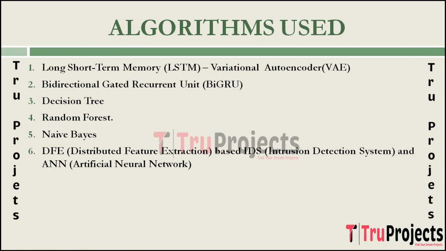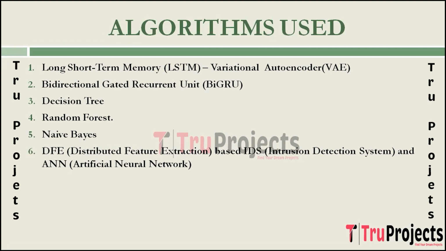Coming to Artificial Neural Network, it is a computational model inspired by the structure and functioning of the human brain. It consists of interconnected nodes organized into layers, including an input layer, hidden layer, and output layer. ANNs are capable of learning complex relationships in data through training on labeled examples. This combination involves using a distributed feature extraction approach within an intrusion detection system coupled with use of an artificial neural network.